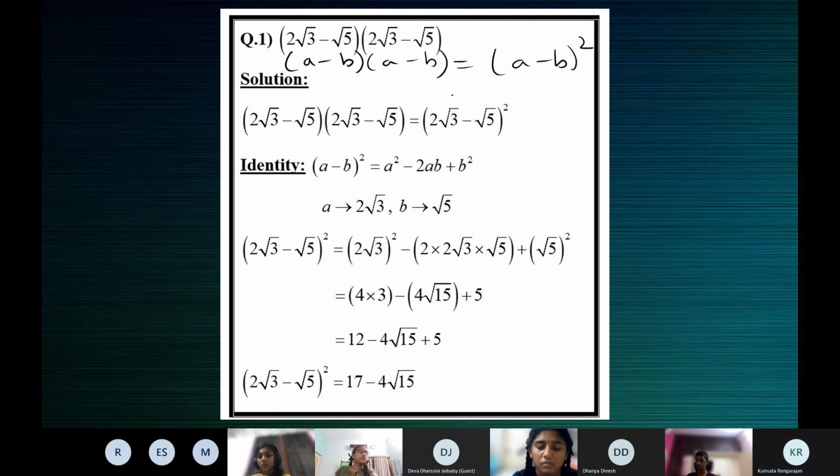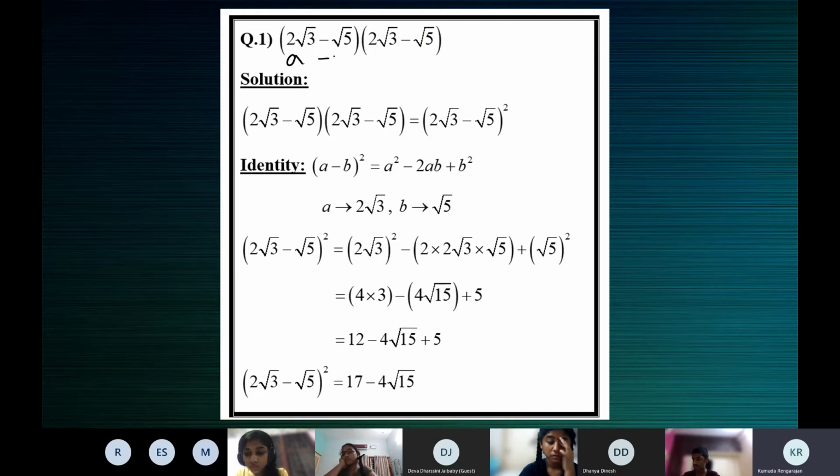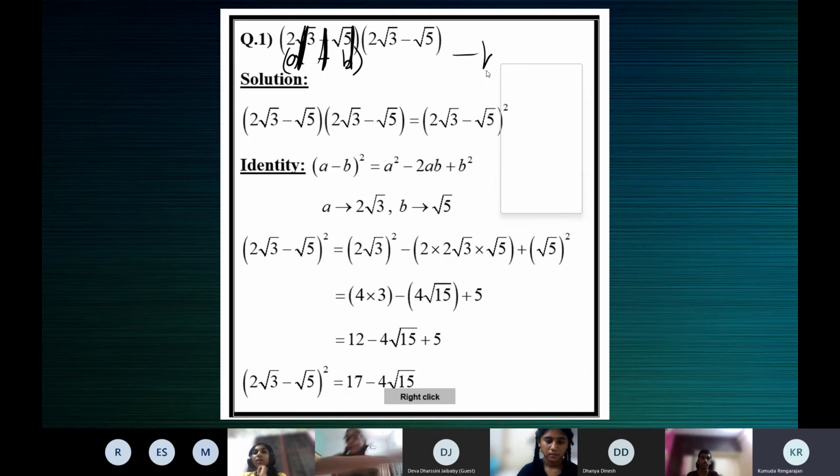Now just compare. What is a? 2 root 3. For minus, we have a minus here. So b is only root 5, b is not minus root 5. Sometimes we have a doubt whether b is root 5 or minus root 5. A goes with 2 root 3, minus goes with the minus, and b is root 5, that's all. Minus b is minus root 5, so b is only root 5.